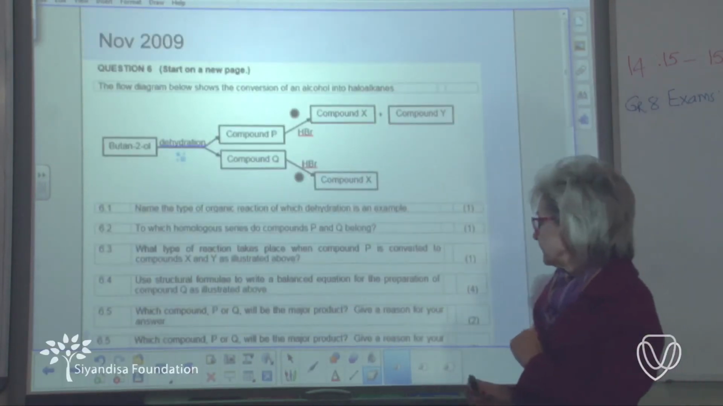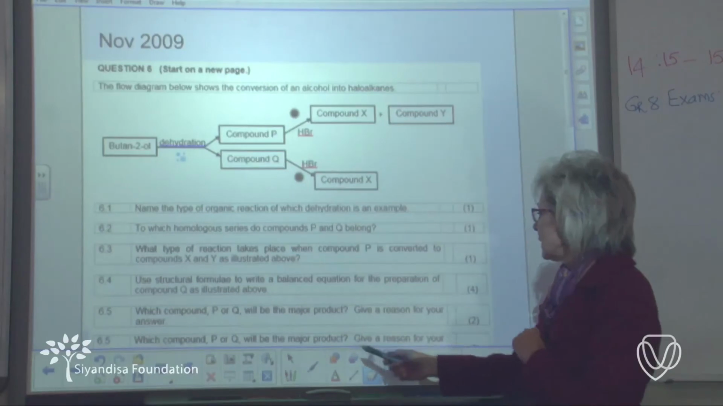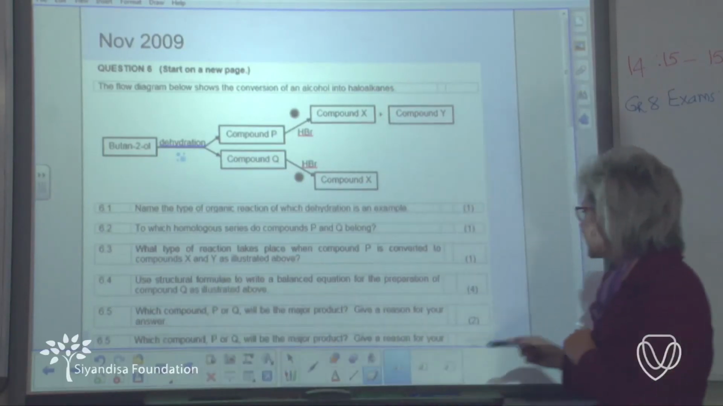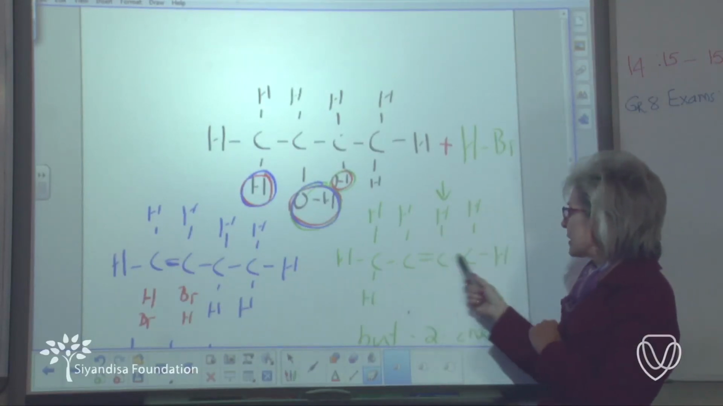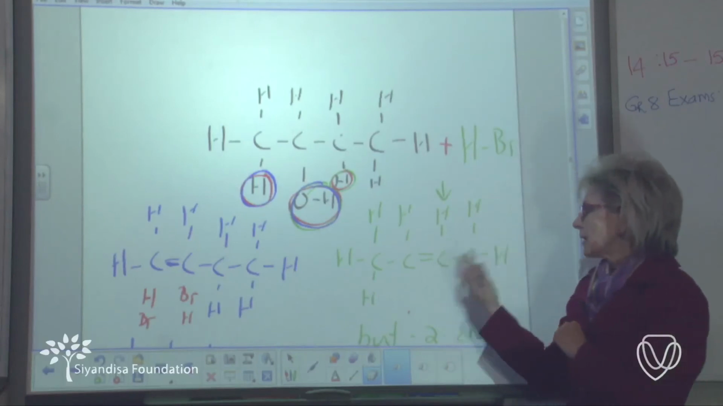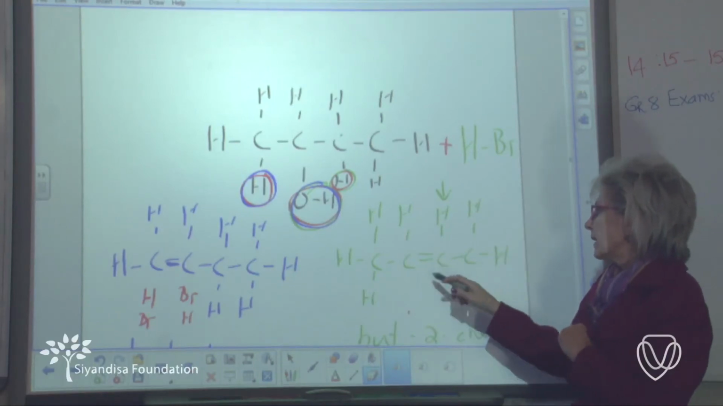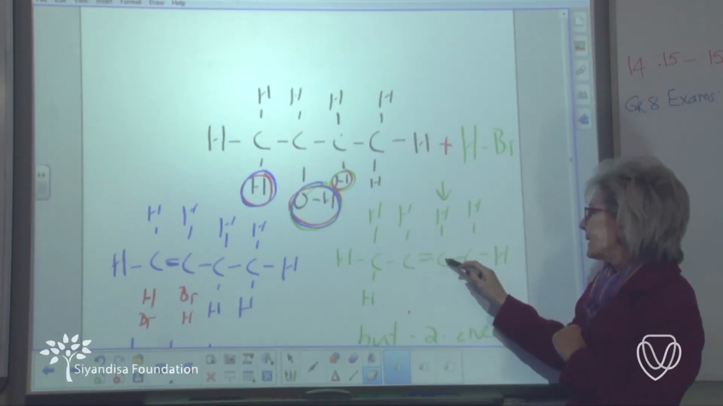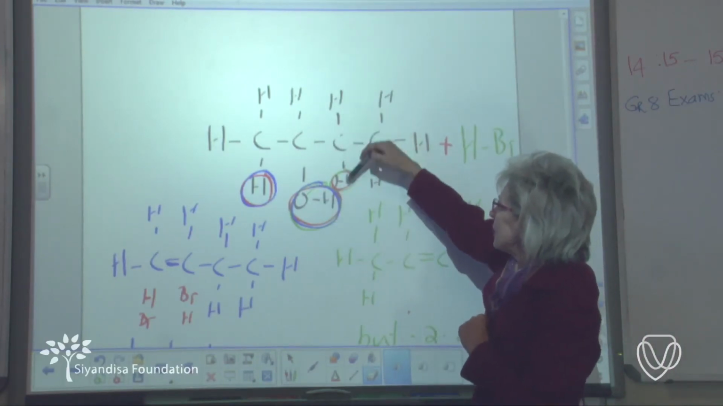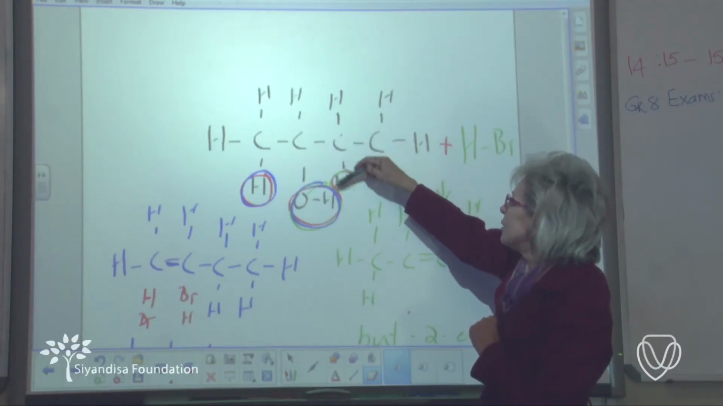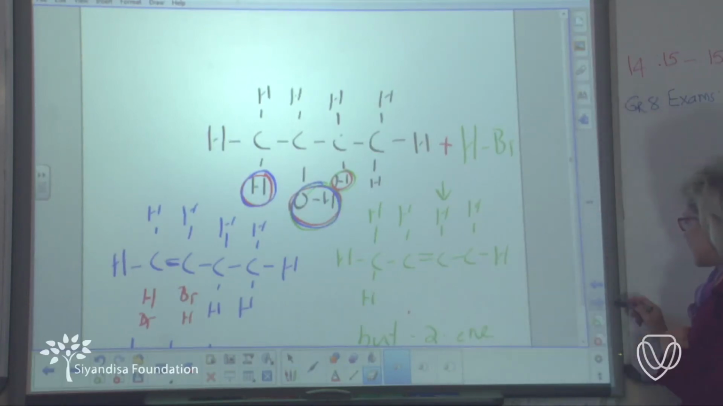Okay, if I go back, which compound, P or Q, will be the major product? It would be Q. Give a reason for your answer, and I've already discussed that with you. Why is this the major product? 2 reasons. It's your more symmetrical molecule. Also, maybe the reason that they would rather want you to write is the fact that the carbon with the least number of hydrogens will be the carbon that loses the hydrogen in the dehydration reaction. So this would be your major product.